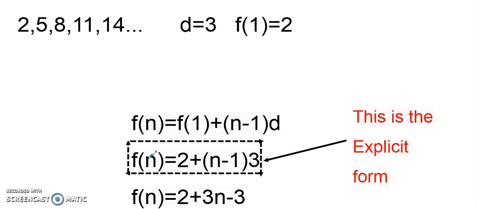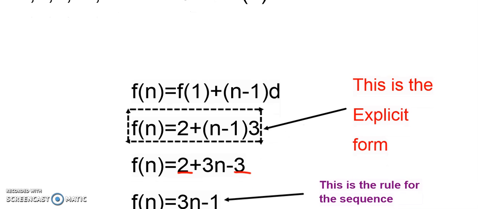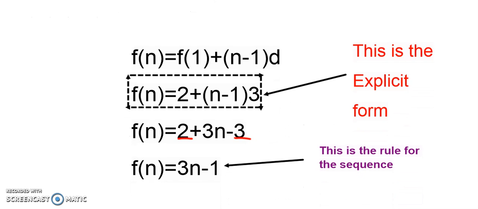Now, there is some simplifying that can happen. We can get rid of our grouping symbols by distributing our 3, which is what happens right here, and we say f of n equals 2 plus 3n minus 3. We also can combine our like terms here with our 2 and our negative 3. And so all the way simplified, our explicit form becomes this equation, this function notation, f of n equals 3n minus 1.